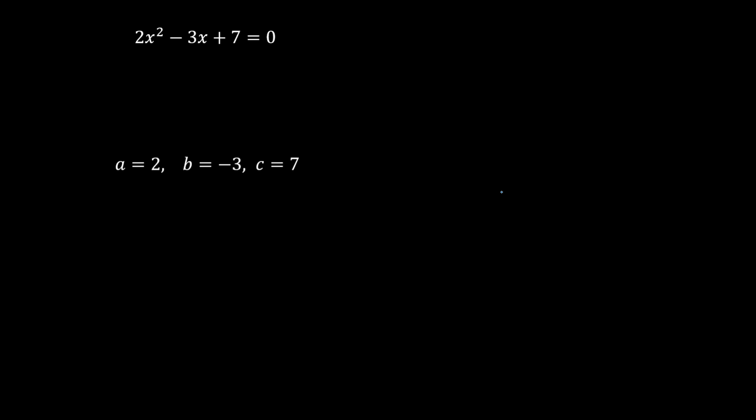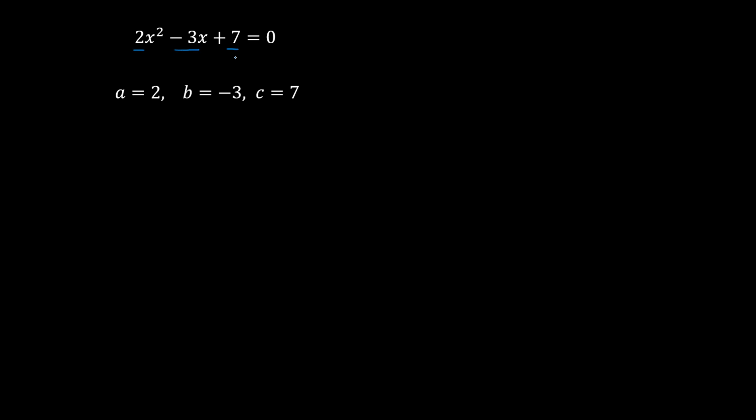And what you do is you find a, b, and c. A is the number with the squared term, which is going to be the 2. B is the negative 3, which is with the x term. And then the 7 is going to be your c. By the way, it's just the number, not the x squared. I've seen many people before include the x squared with a, b, and c, and they'll get some weird answer when they finish. So take note, it is just the number by itself.